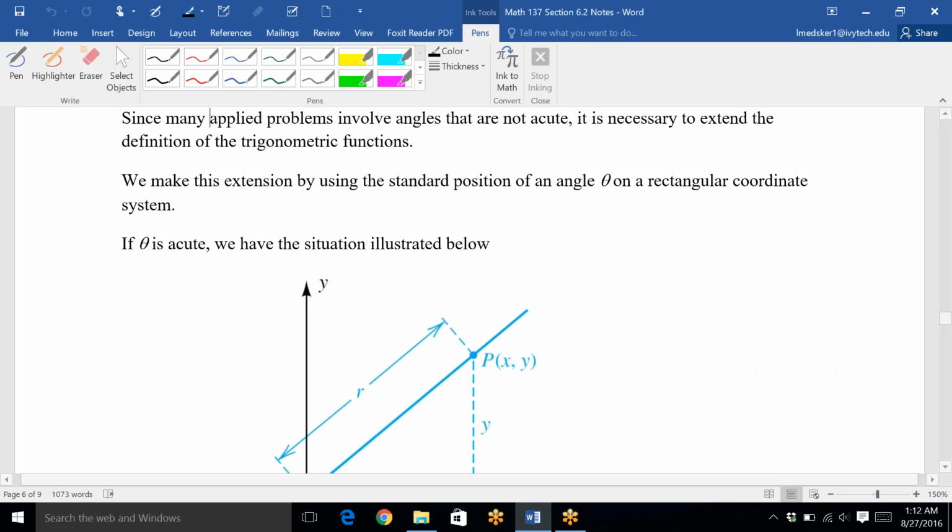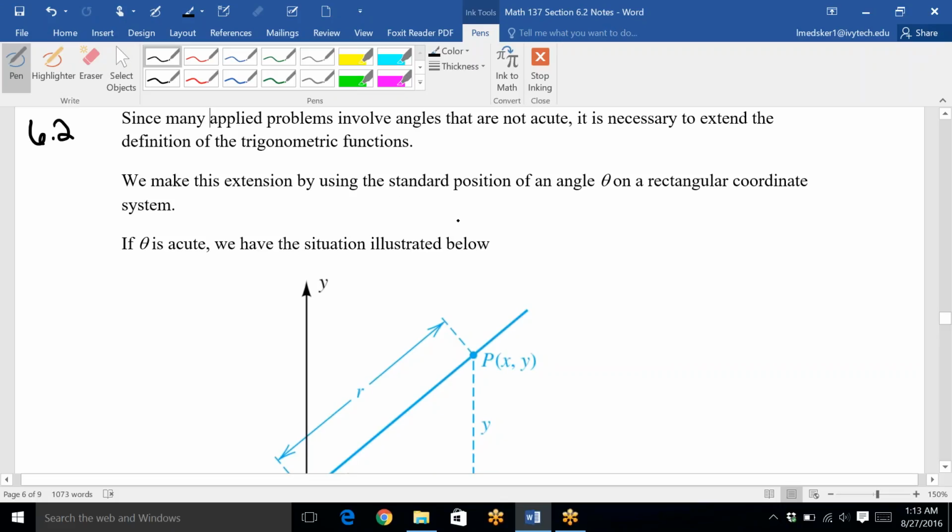This is a continuation of the 6.2 notes. This is just a diagram and some things that we're going to discuss, and I'll do one example. The rest of the examples we'll pick up on Monday in class together.